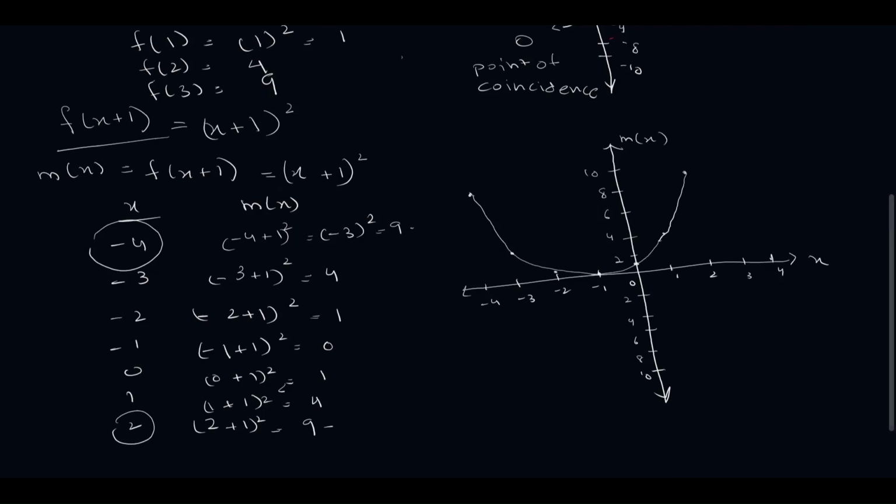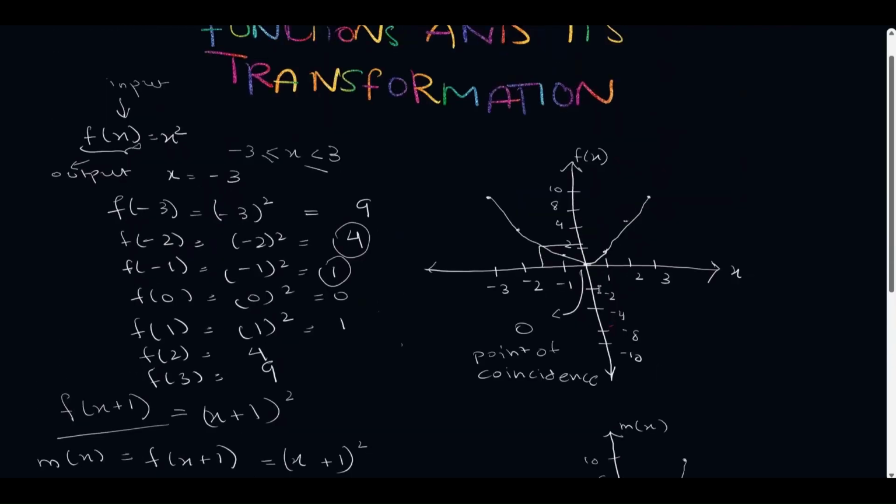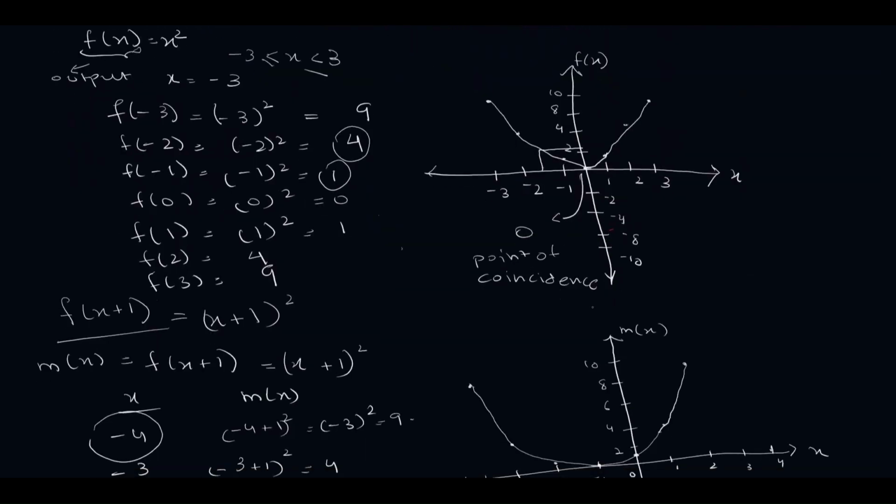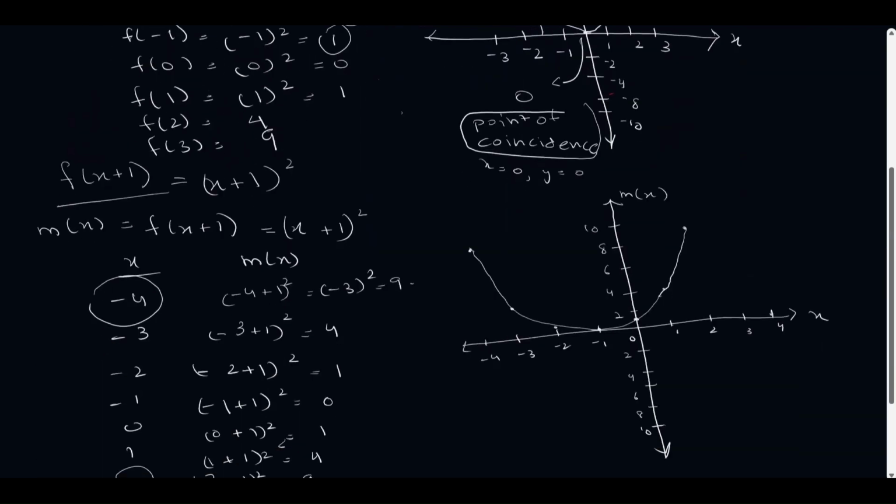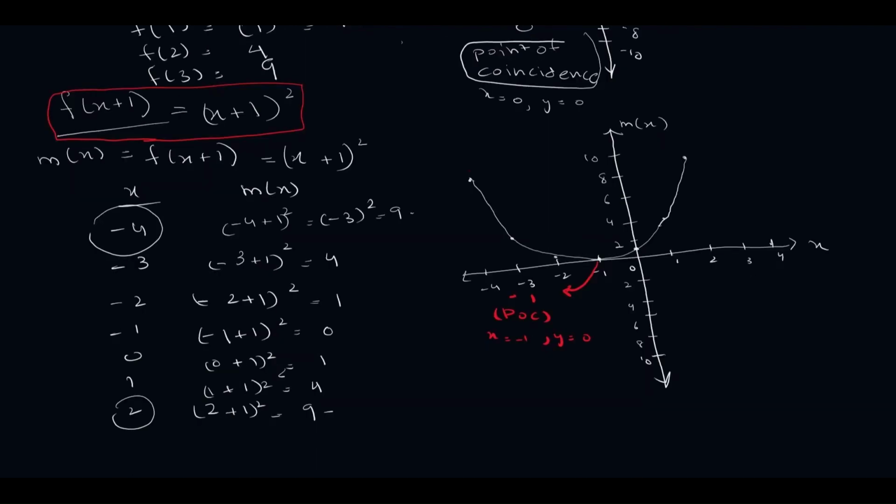Okay. So now let's try to see the difference between this particular graph, which is of m(x), which has input x+1, and here where the input is x. So we see that the point of coincidence was here, x is equal to 0 and y is equal to 0. While we see that at the bottom, the point of coincidence now becomes -1, it is x equals -1 and y equals 0. So we see that the graph is now shifted to the left by the number we add into it. So whenever we add something into the input, our graph shifts to the left.